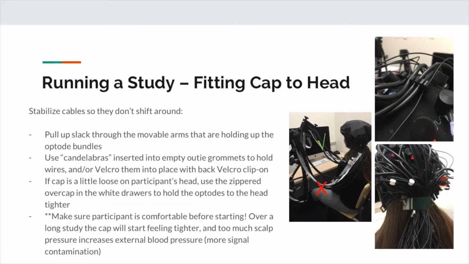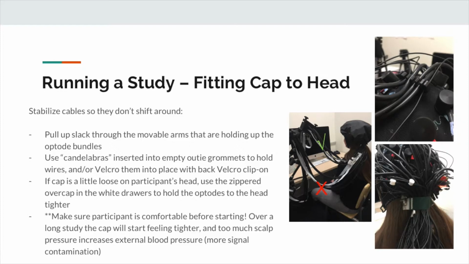Some things about fitting the caps to the head. You want to stabilize the cables so that they don't shift around. Things you can do for that are pulling up slack. We have the cables propped up in these movable, jointed arms, and if you have a long tail of cable running between the participant and those arms, then there's a lot of weight and drag pulling on their cap. So you want to pull up the extra slack through the arm so that there's less weight of the cable hanging between the participant's head and the arm.